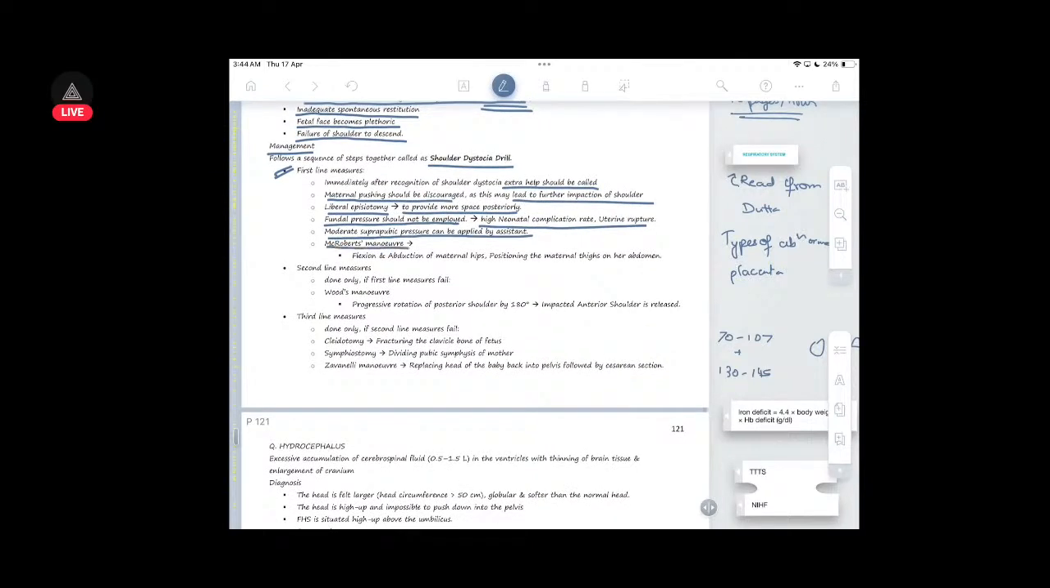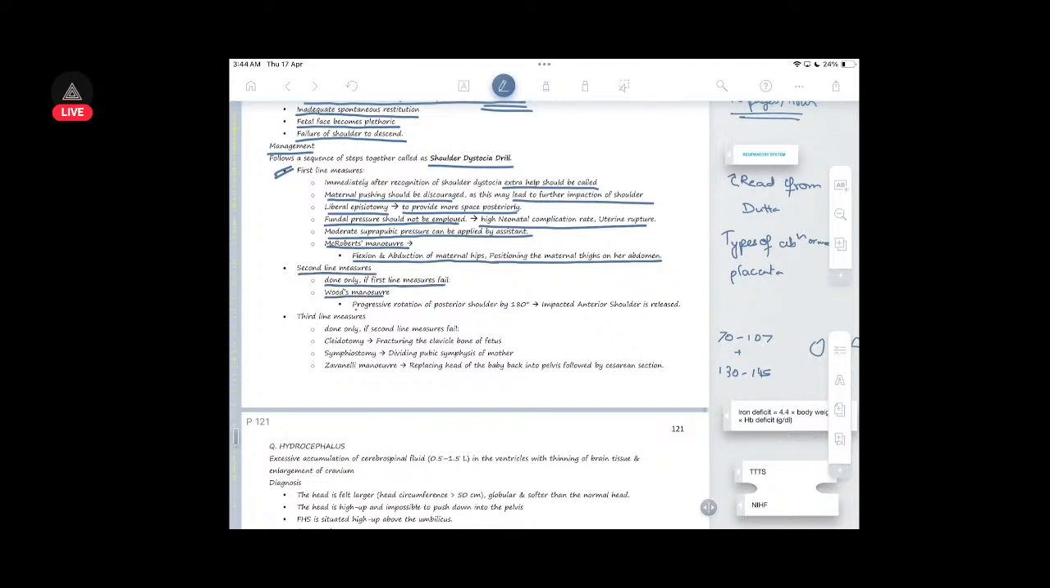Then you have to do McRoberts maneuver, which is flexion and abduction of maternal hips. Position the maternal thighs on her abdomen. You entirely push the thighs onto her abdomen. Okay. Second line measures are done only if first line measures fail.